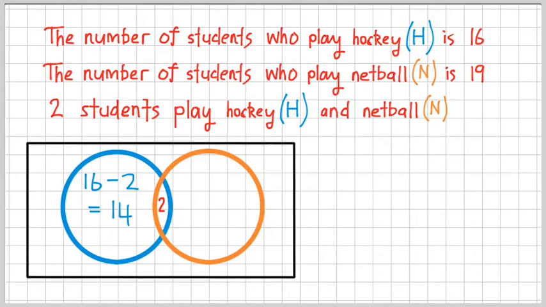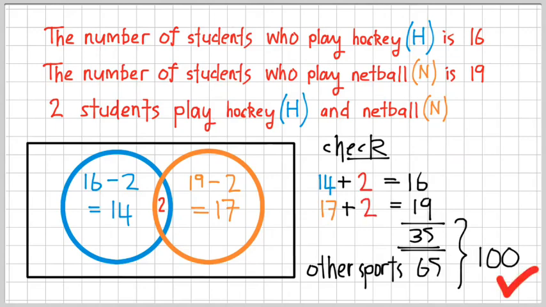Now I know 14 plus 2 is 16, so when I add up those 2 numbers there, I will get the total number of students who play hockey. Now that 14 represents the students who just play hockey, nothing else. Similarly, we can do that with netball. So the 17 there represents the students who only play netball and nothing else.